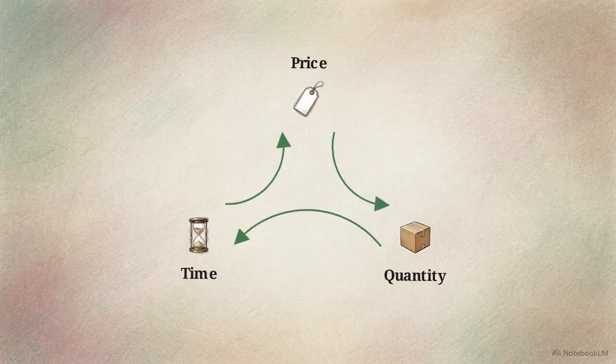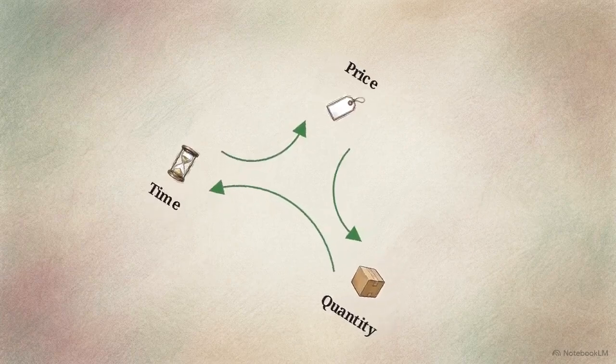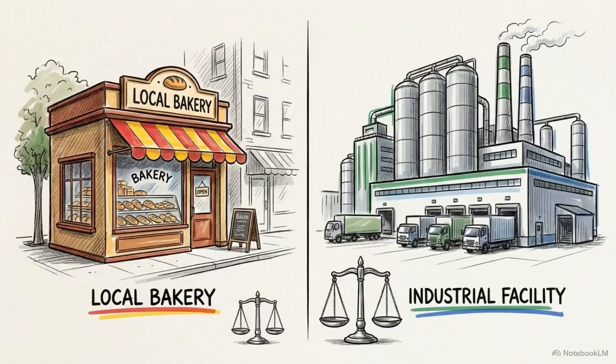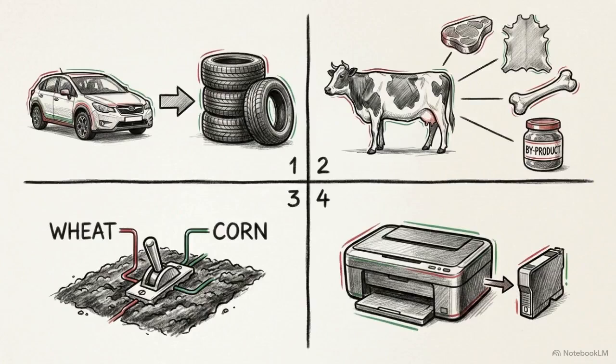This relationship between price, quantity, and time provides the basic logic for how resources move through a market, whether in a small shop or a large-scale industry. We can see this logic in action by looking at the four specific types of supply. First, derived supply. This exists because there is demand for a separate related product. For example, the supply of car tires isn't independent. It's driven entirely by the demand for the automobiles themselves.